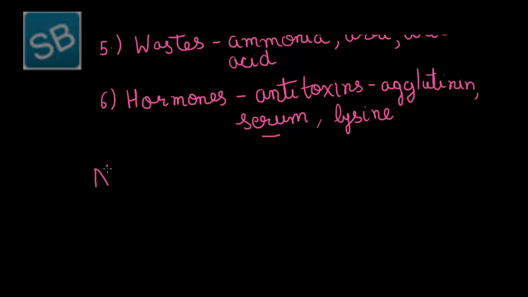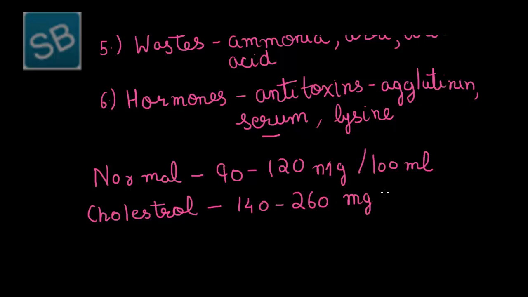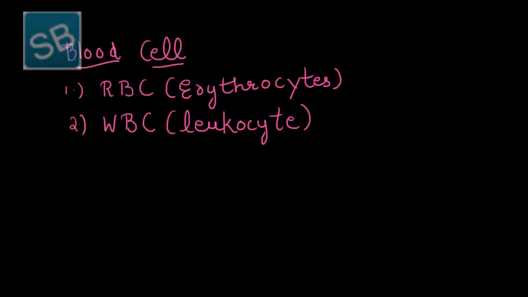In adult humans, the normal blood sugar level is 90 to 120 mg per 100 ml, while the cholesterol level in humans generally ranges from 140 to 260 mg per 100 ml of serum. Now we will study another component of blood, that is blood cells.